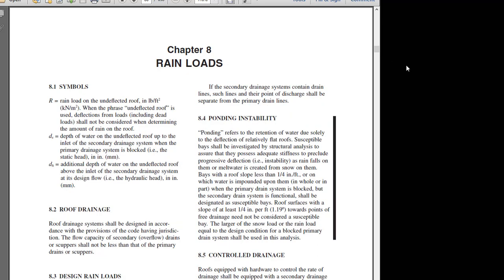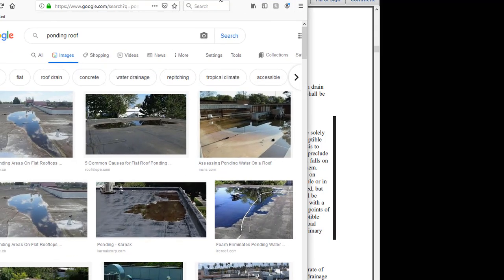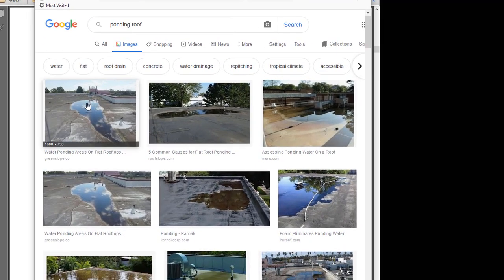Next is rain loads. And the one thing I want to point out here is this ponding instability. And ponding refers to the retention of water due solely to the deflection of relatively flat roofs. So it's actually easier to think about this when you see pictures of it. But you can imagine that as it rains, the water is going to add load to the roof due to its weight, and that's going to cause the roof to deflect.